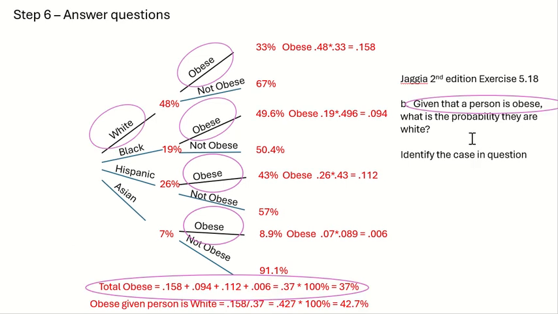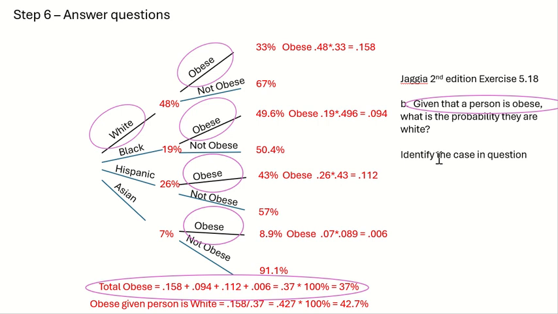Now we'll go back and look at another question. Given that a person is obese, what is the probability they are white? Again, these are typical questions that you really could be looking at. In particular, if you're working at a credit union, and you are looking at the people who have done online banking of some sort, and you want to find demographics about those people, you would use an exact same decision tree similar to this to get you there.